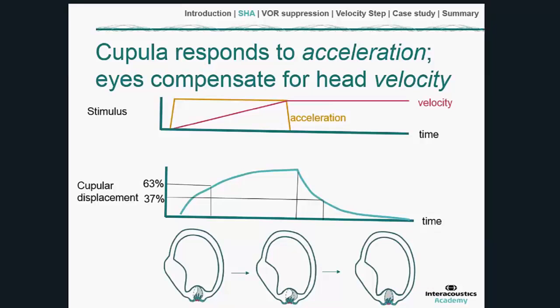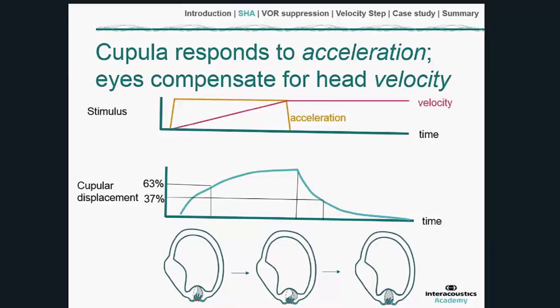What this means is that despite the fact that in this example the patient is continually spinning around, there's no copular deflection. So if they're in darkness, they would perceive a drop in the speed of the rotation, even though you can see from this schematic that the rotation is steady.